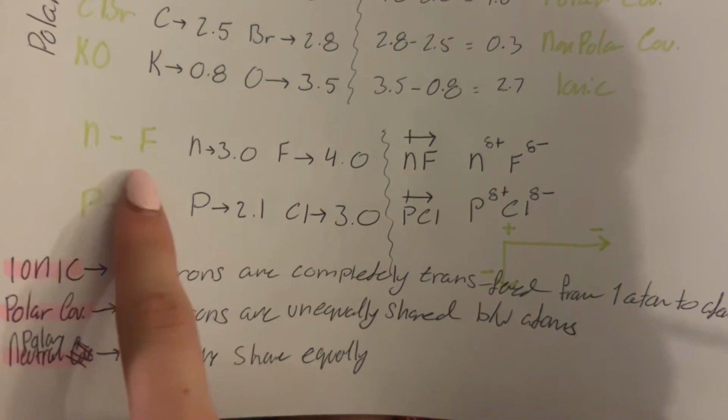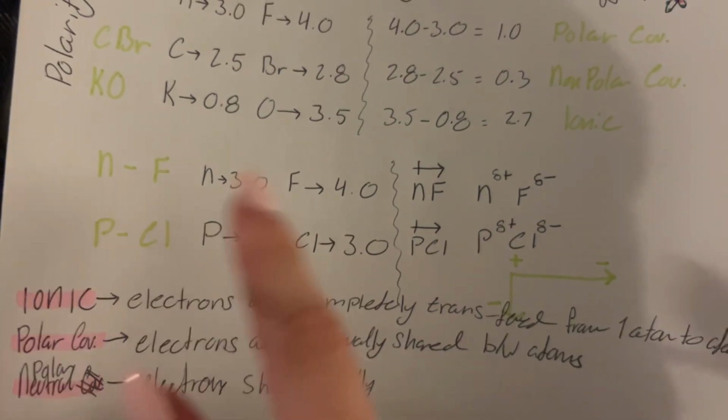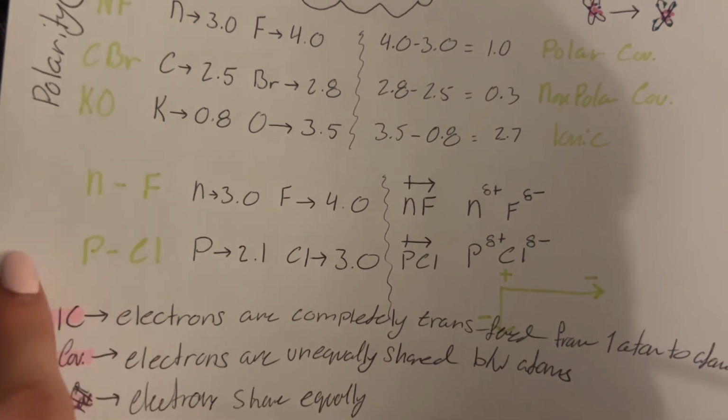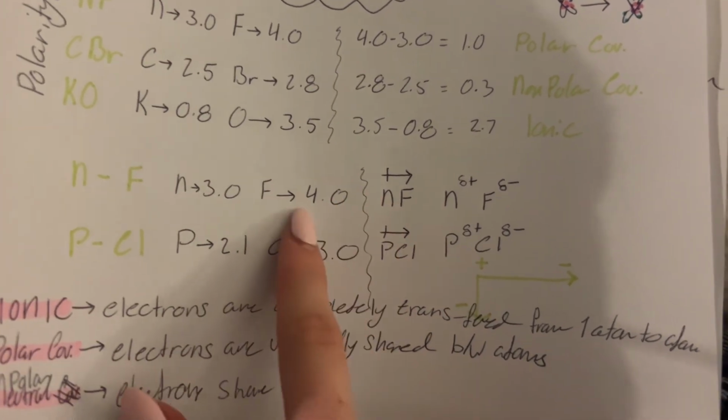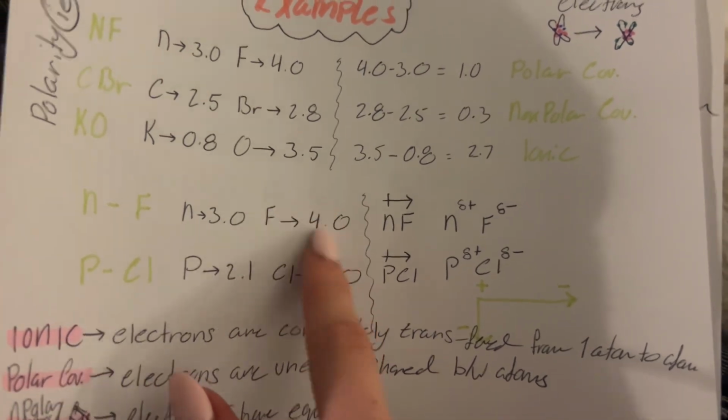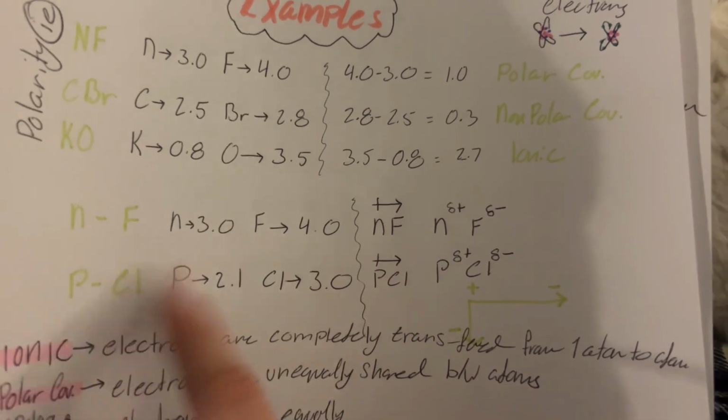And then for partial charges, we're just going to use the same one. 3 for nitrogen, 4 for fluorine. Since this one is further on the left side, it has a partial positive charge. Since this one is less than and this one is greater than, this one is going to have the partial negative, and this one is going to have the partial positive. Anyways, that's kind of how that works.